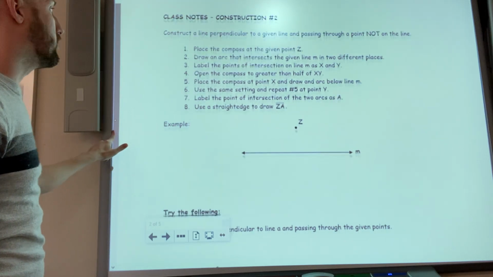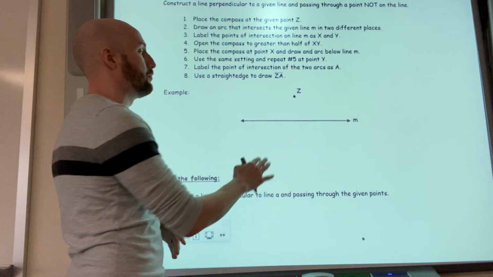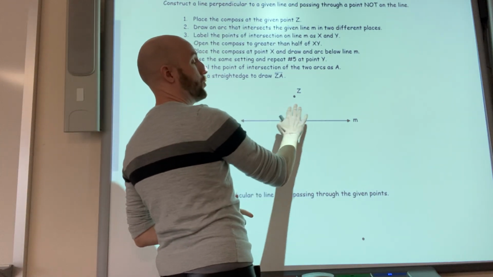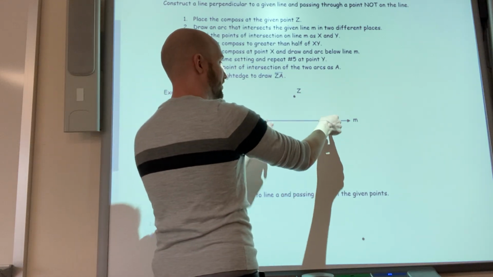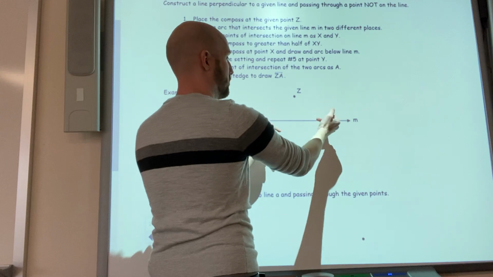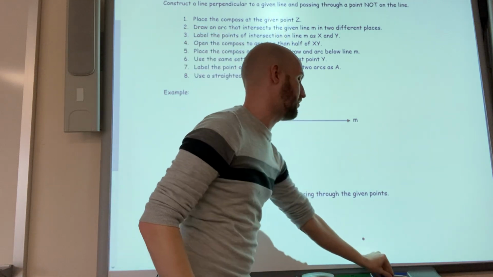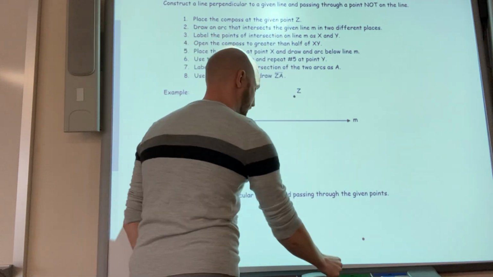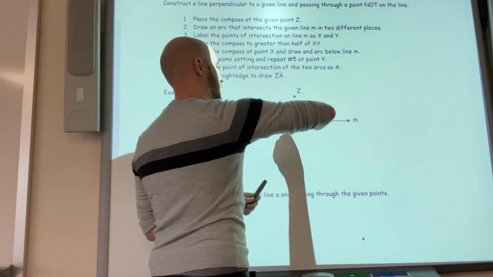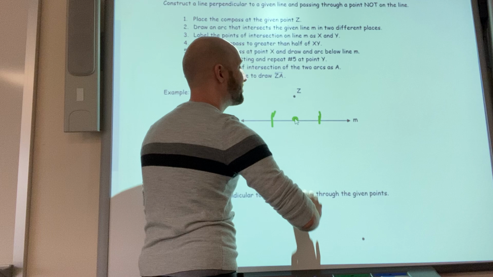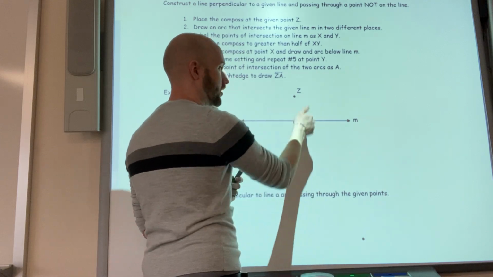This one is similar, it's perpendicular again, but this time the point isn't on the line, the point is just floating in outer space. Concept is still the same. I need to get 2 points on here that are sort of equally spaced and literally do the same thing. So remember, the last time the point was on here, so you opened it up and got your 2 marks. Well, we can still get those 2 marks even if the point is off the line.